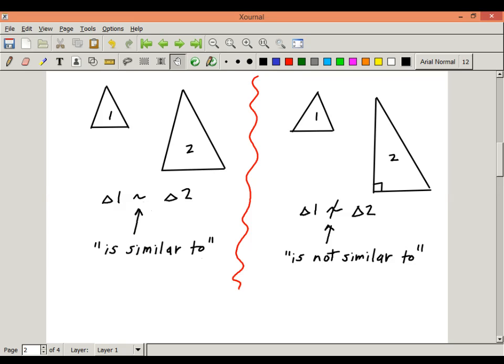But if you look at the right side of the screen, again, you see two different triangles, triangles 1 and 2. But this time they're not similar because they don't have the same shape. The first one is not a right triangle. The second one is. So they're not similar. This sign says triangle 1 is not similar to triangle 2. You've got a little cancellation line through that similar sign, so it means "is not similar to."